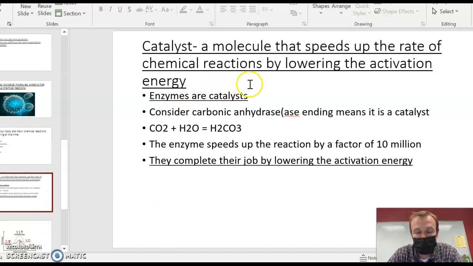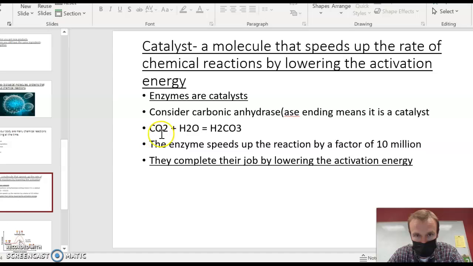So a catalyst, and I talked about this a little bit in our discussion of energy and reactions last week, is a molecule that speeds up the rate of the chemical reaction by lowering the activation energy. So this underlined stuff is what's most important with this slide. So enzymes can be catalysts. And oftentimes the name of the enzyme, those last three letters, ASE, gives you a clue that you're looking at an enzyme, and it's a catalyst.